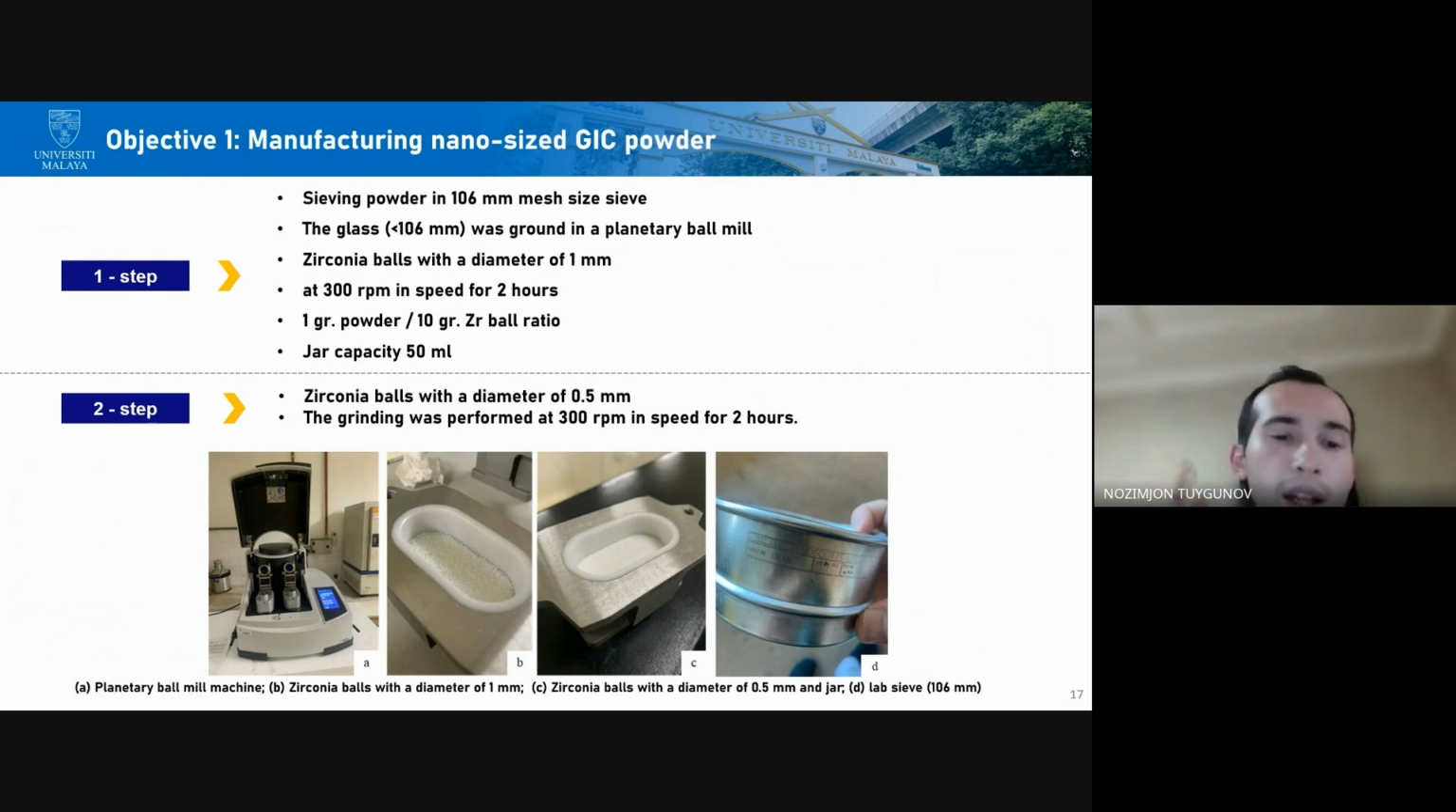And we mixed 1 gram of our powder with 10 grams of zirconium balls, and the jar capacity was 50 ml. After that, we proceeded with the second step of our ball milling procedure, where we used zirconium balls with the diameter of 0.5 millimeters, and we ground it at 300 RPM for 2 hours.